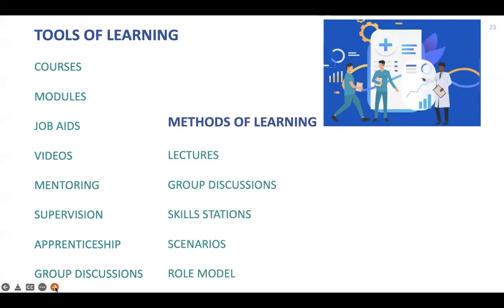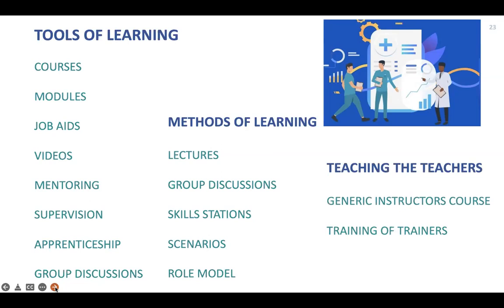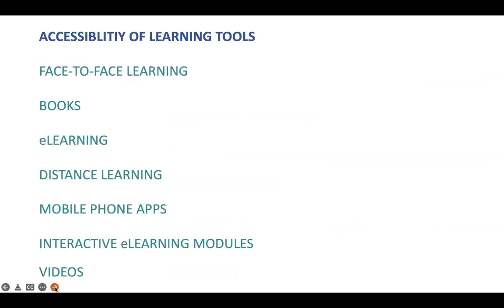Next. And then we've got different methods of learning. Lectures, group discussions, skill stations, scenarios, and role modeling. And I think all of these too, we should use and use effectively in different situations. Next. And then we've got teaching the teachers. So we've got the tools, we need to think about the methods, and then who and how are people going to actually teach it. Next. And it needs to be accessible.